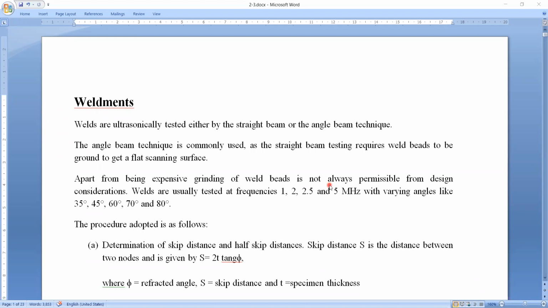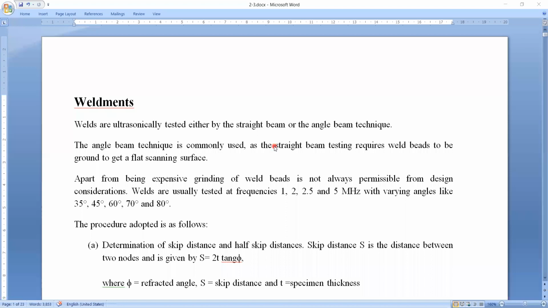Okay, generally we are using both the straight beam and angle beam techniques for conducting the ultrasonic test on welds. But if you want to test the weld bed with the help of straight beam, you need to grind the weld bed. So the projection on the top surface of the weld bed, we have to grind it. You have to level it by using a grinding machine. Then only you can use the normal probes, normal beam testing. Otherwise we can't conduct straight beam testing on weld beds.